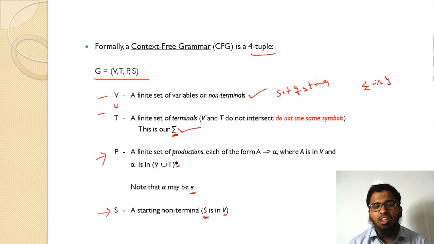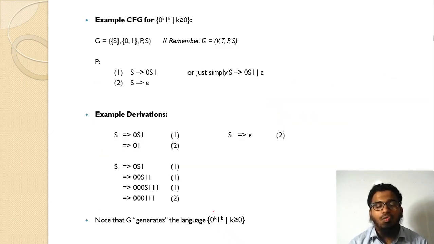What is V? V is a finite set of variables or non-terminals. What is T? T is a finite set of terminals. V and T. P, what is P? P is a finite set of productions, each of the form A goes to alpha, where A is in V and alpha is in (V union T) star. So if you want P, you need to perform this operation. And S, the starting non-terminal, is S. So these are the 4 tuples of a context-free grammar.